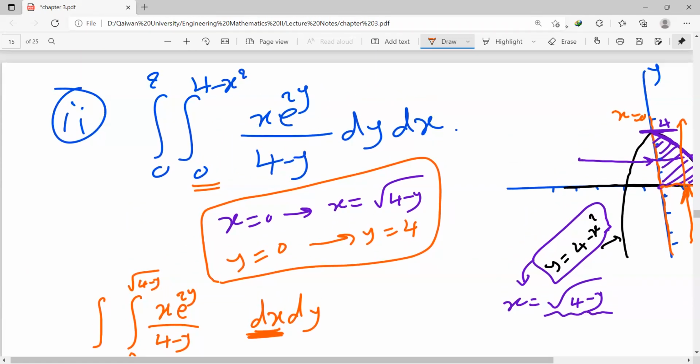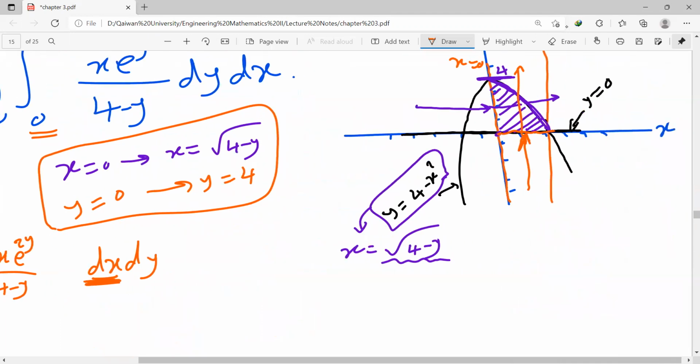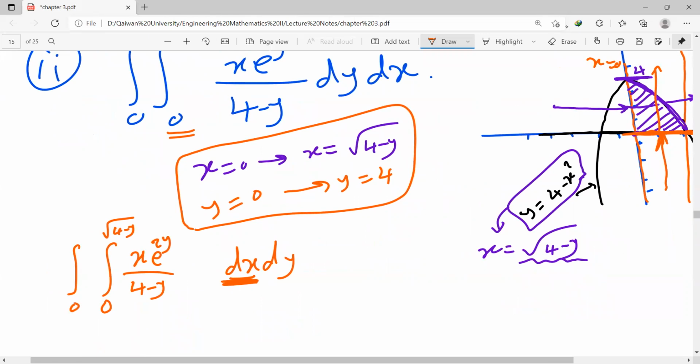We don't say it is 4 minus y to 0, because if you go through the region from left to right, we first enter the region at x to be 0, and we leave the region at that function. Then y is from 0 to 4, because if you go through the region vertically, we first enter the region at y to be 0, and we leave the region at y to be 4. So from 0 to 4.